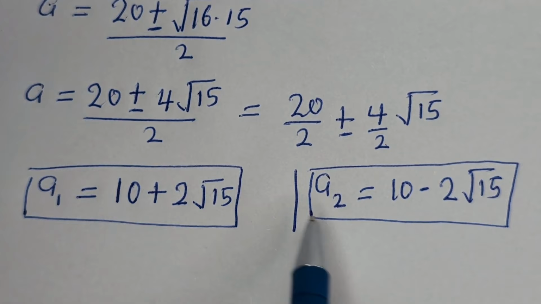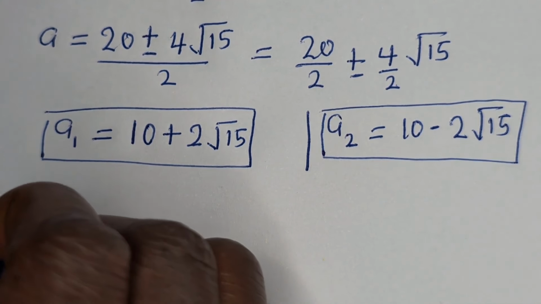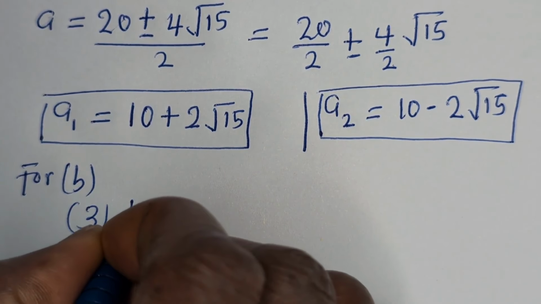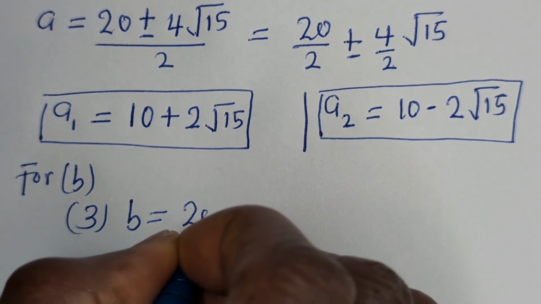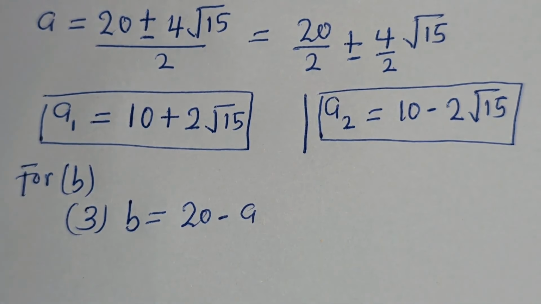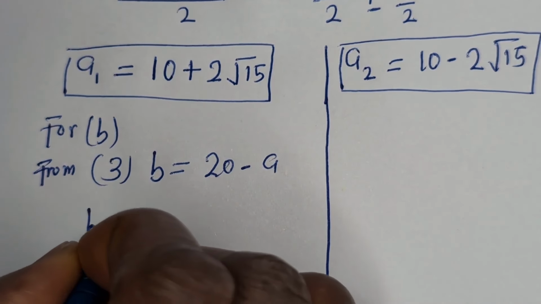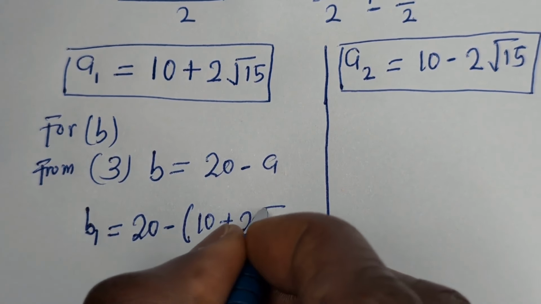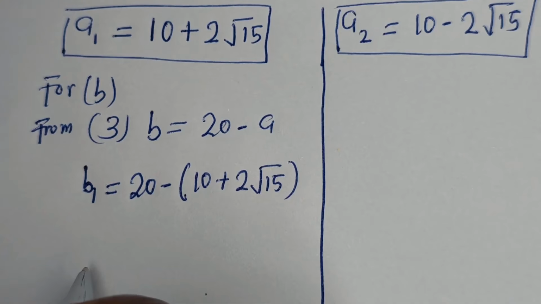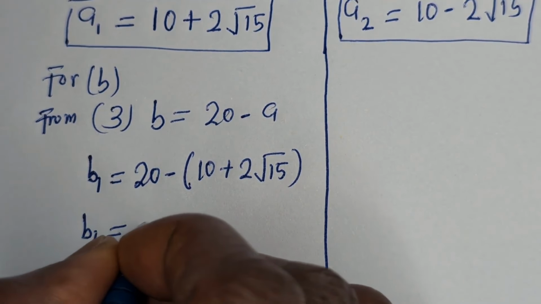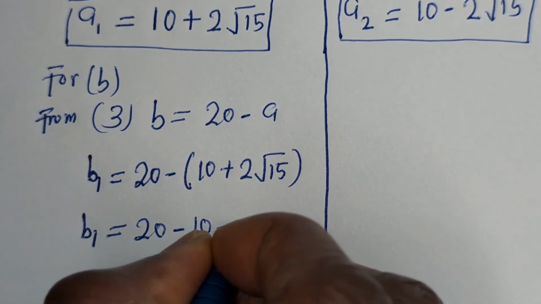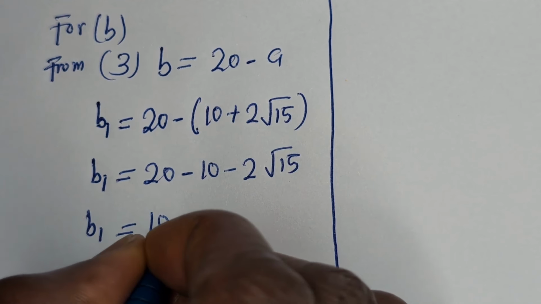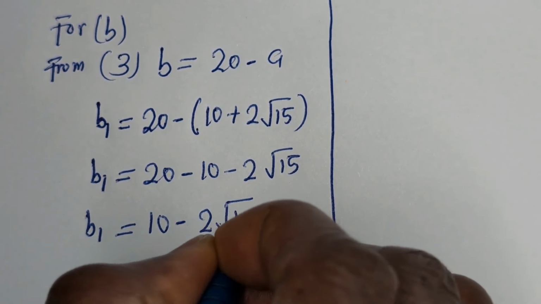We've gotten the value of a1 and a2. Let us solve for b1 and b2. For b, from equation 3, b is equal to 20 minus a. b1 is equal to 20 minus a1, which is 10 plus 2 root 15. b1 is equal to 20 minus 10 minus 2 root 15. b1 is equal to 10 minus 2 square root of 15.